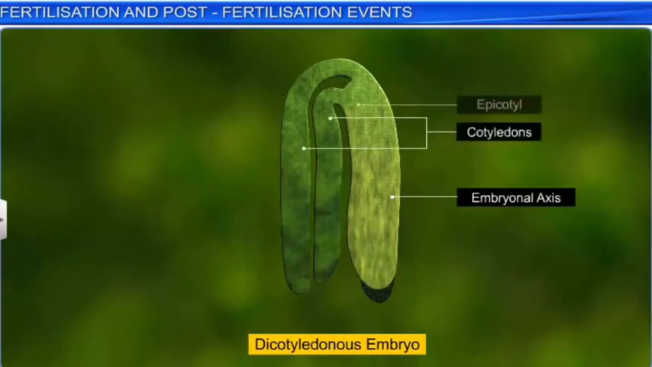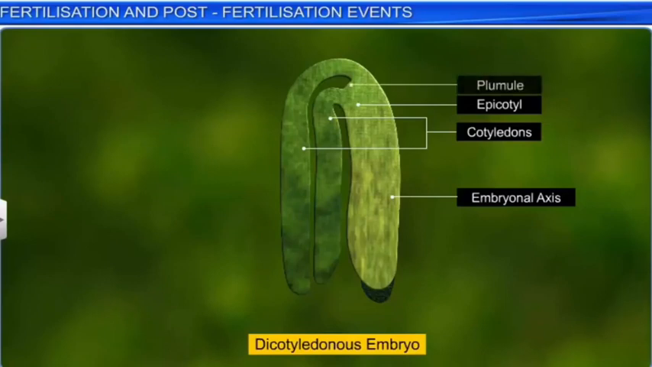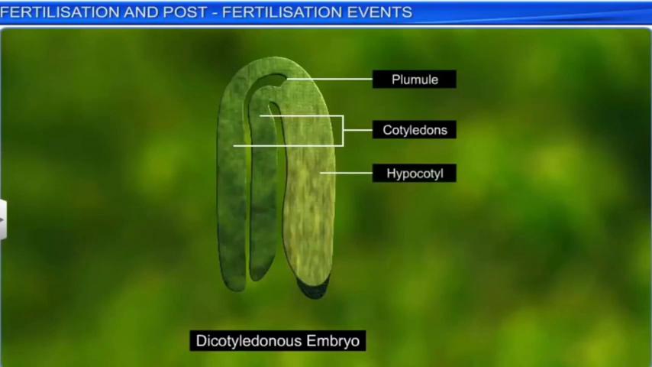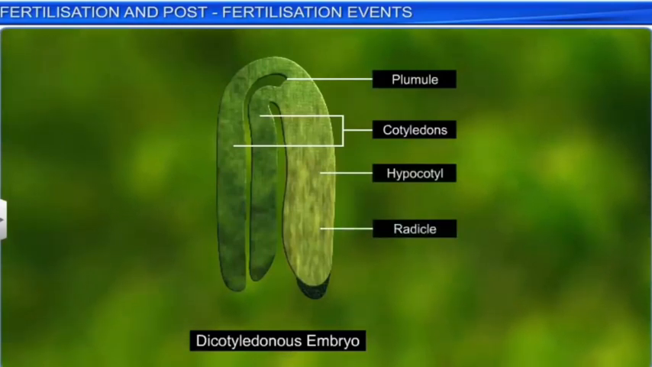The epicotyl, the portion of the embryonal axis above the level of the cotyledons, terminates with the plumule or stem tip. Below the level of the cotyledons is a cylindrical portion called the hypocotyl that terminates at the radicle or root tip, which is covered with the root cap.